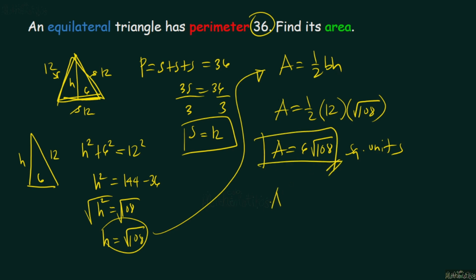Or it could be written as 36 square root of 3 square units.